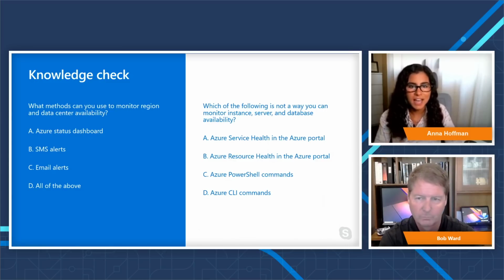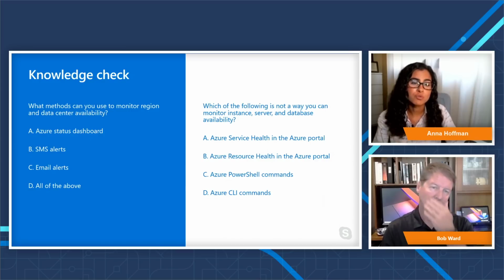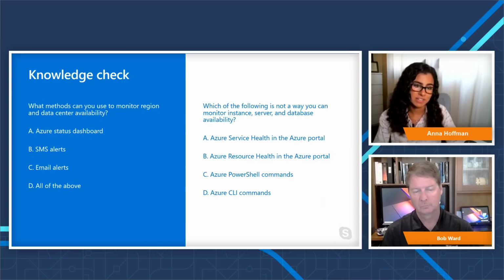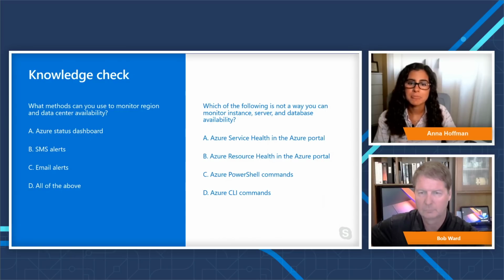Now let's take a look at a knowledge check. So we have two questions. One of these you might find tricky, but let's give it a try anyways. The first is, what methods can you use to monitor region and data center availability? And the second question is, which of the following is not a way you can monitor instance, server, and database availability? So two questions. Go ahead and put your answers in the chat.